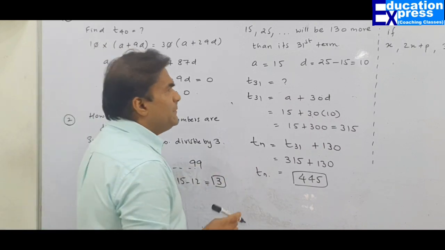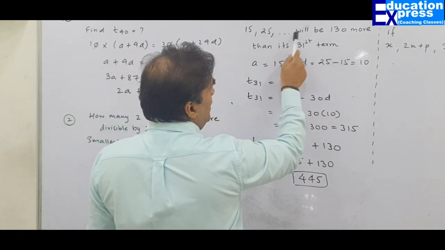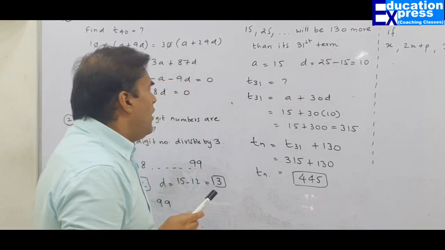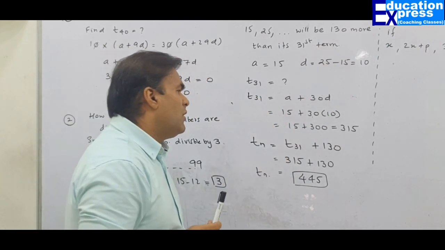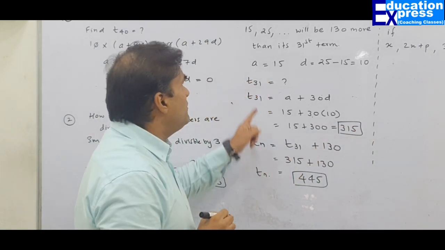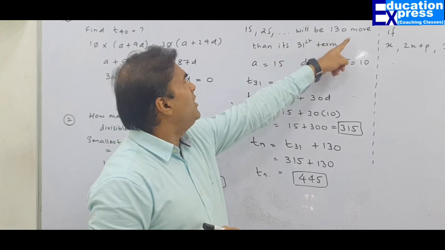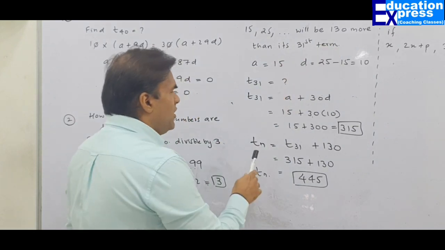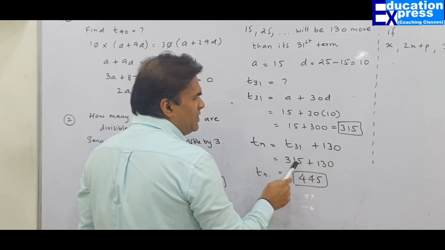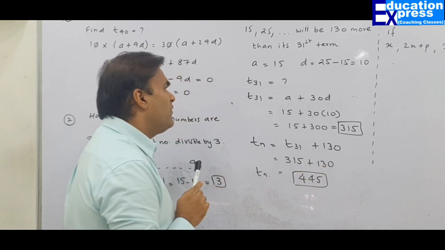So they are asking which term of the AP will be 130 more than the 31st term. So I found out what the 31st term will be. It turned out the 31st term will be 350. So the term we are talking about has to be 130 more than the 31st term. So we are talking about this term, and this term is 130 more than the 31st term. So that term has to be 445.